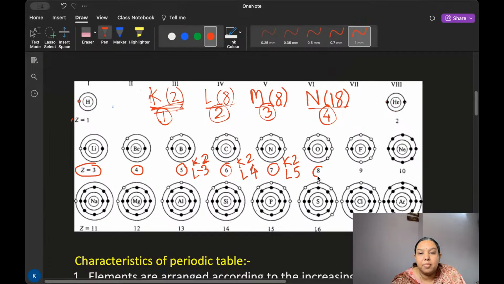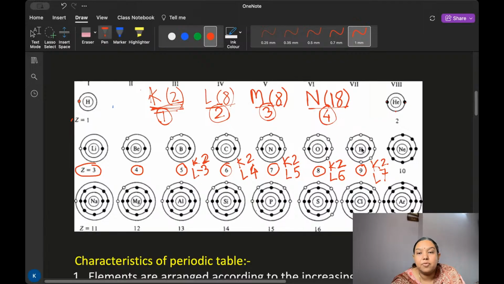Then we shift to atomic number 8, that is oxygen. K shell has 2 electrons and the remaining 6 electrons go to L shell. Then we shift to atomic number 9. K shell has 2 electrons, the inner shell, and the remaining L shell has 7 electrons. That is fluorine.